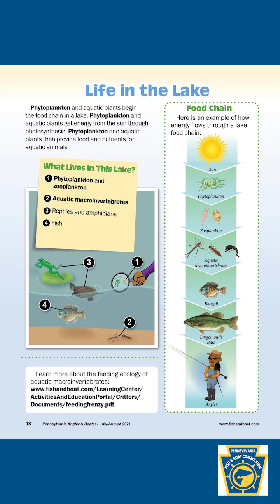Food chain. Here is an example of how energy flows through a lake food chain. Sun to phytoplankton to zooplankton to aquatic macroinvertebrates to a bluegill to a largemouth bass to an angler.